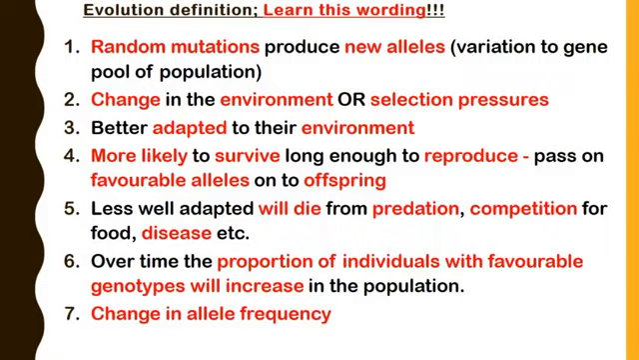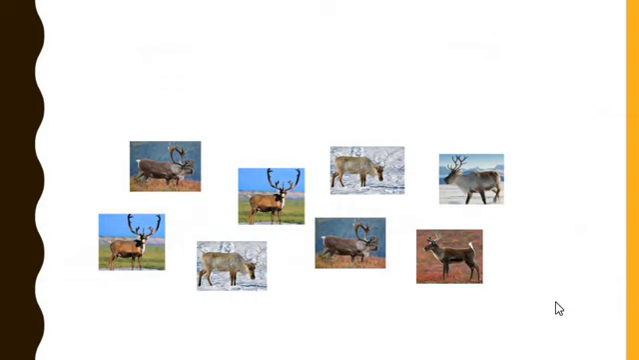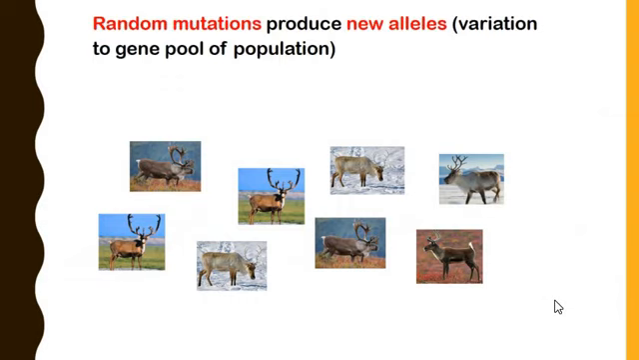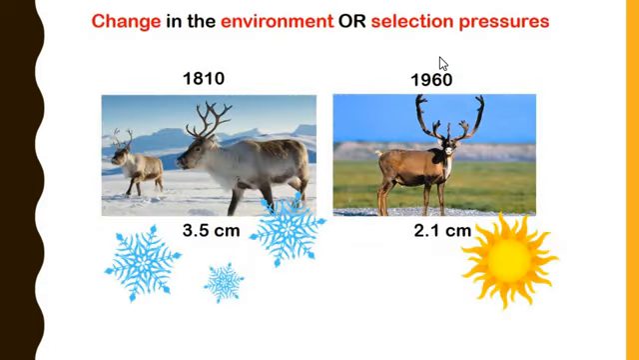And again, let's use an example. This is a real one this time. So these are deer. The average length of deer fur in 1810 was 3.5 centimeters, but by 1960 it's now 2.1, and that's obviously because temperatures have been increasing. So if we were to apply that, we've got the random mutations that produce new alleles. Okay, this is always the beginning. And then we have a change in the environment or selection pressure.